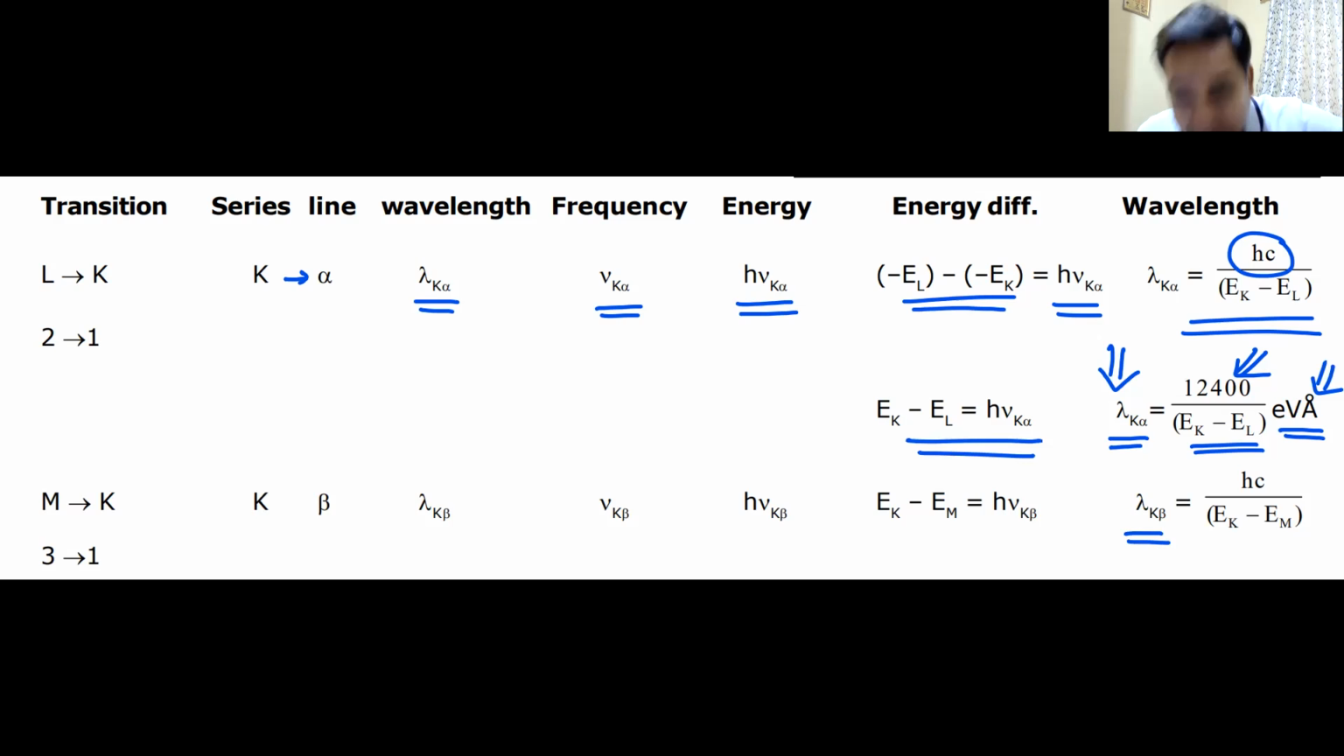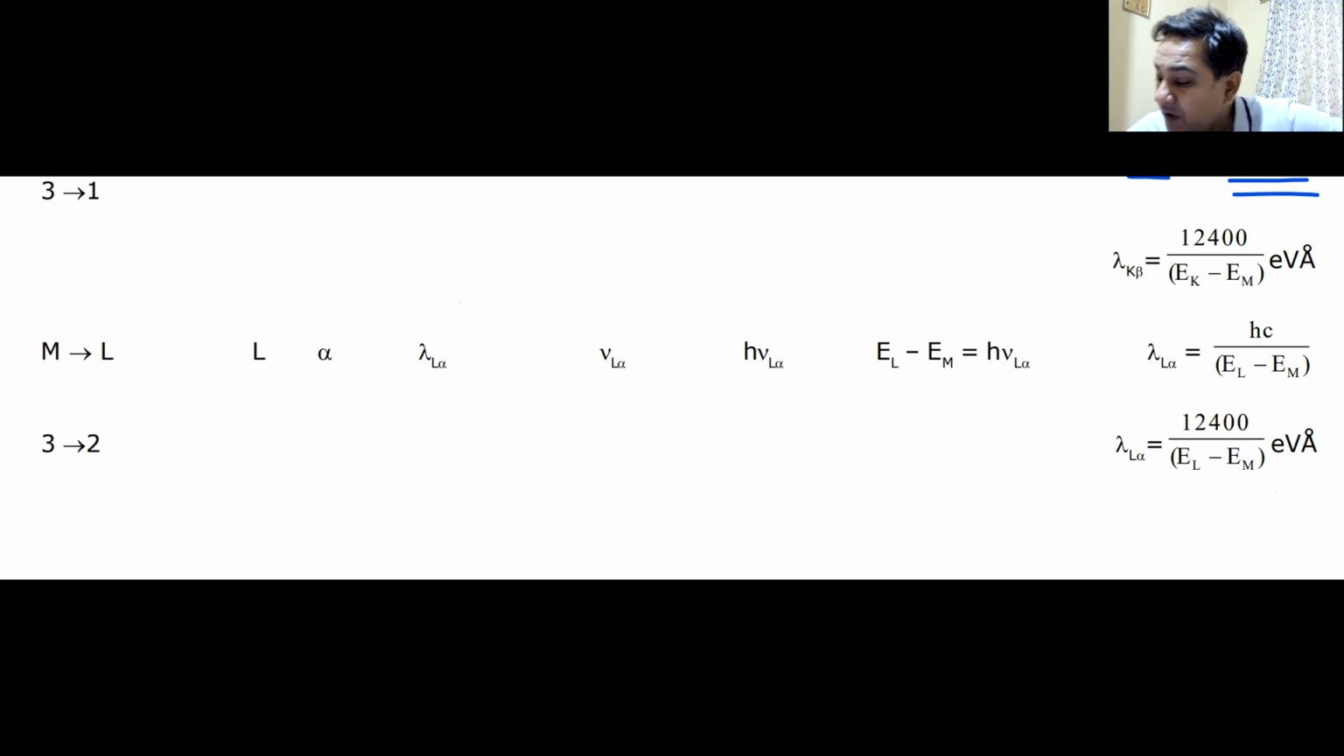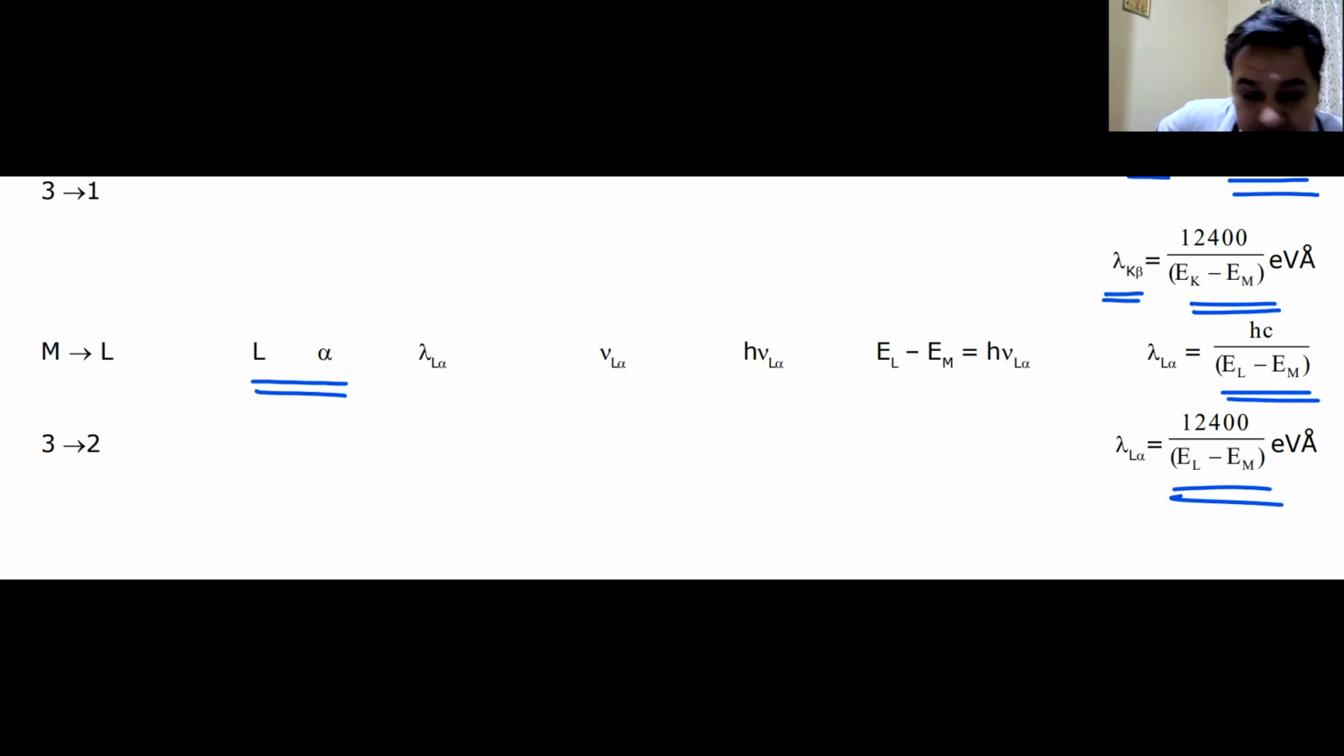Similarly, the formula for lambda of K beta series, everything remains the same: HC divided by EK minus EM. Remember, HC can be written as 12,400. Then energy must be in electron volts. You will get the answer in Angstrom units. Are you noting down this formula? Yes or no? So lambda of K beta is 12,400 divided by EK minus EM. Similarly, we have the L series, L alpha. What changes is EL minus EM. Do we understand this?